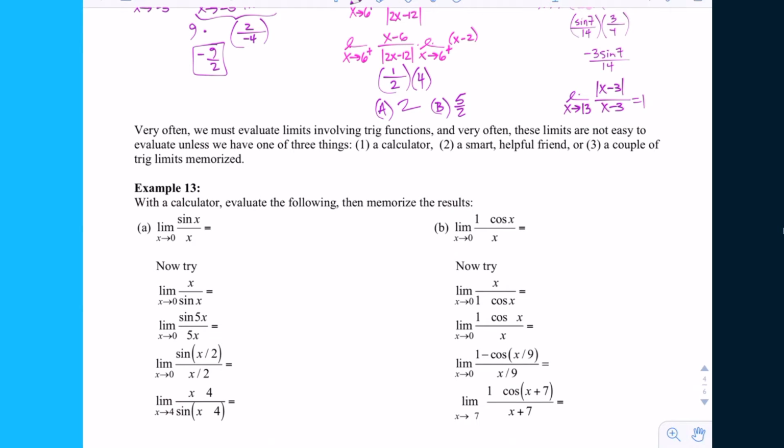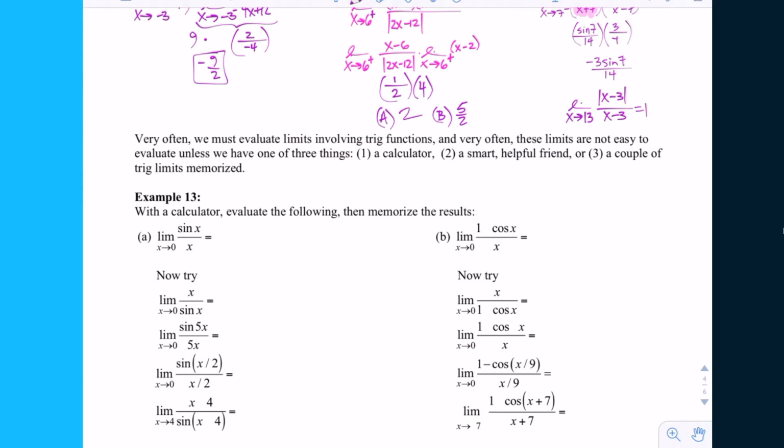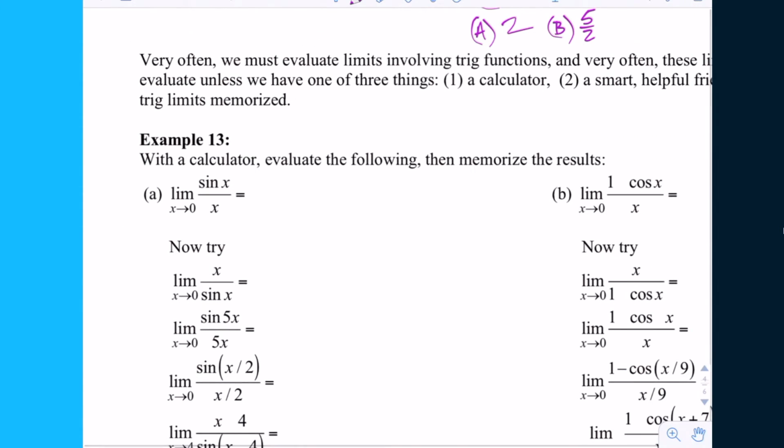All right, example 13. Here we go, right before lunch. We're moving on then from Jumpman to now trig, what I'm going to be calling in general trig manipulation. But it requires a little bit of an investment. So here we go. It says, with the calculator, evaluate the following and then memorize the results.